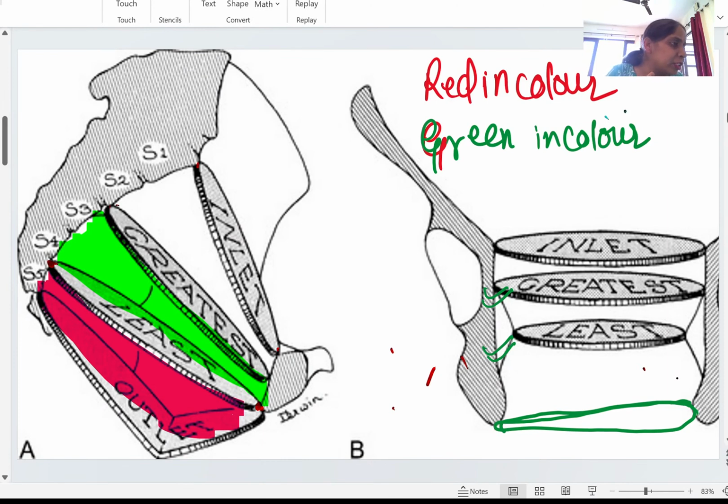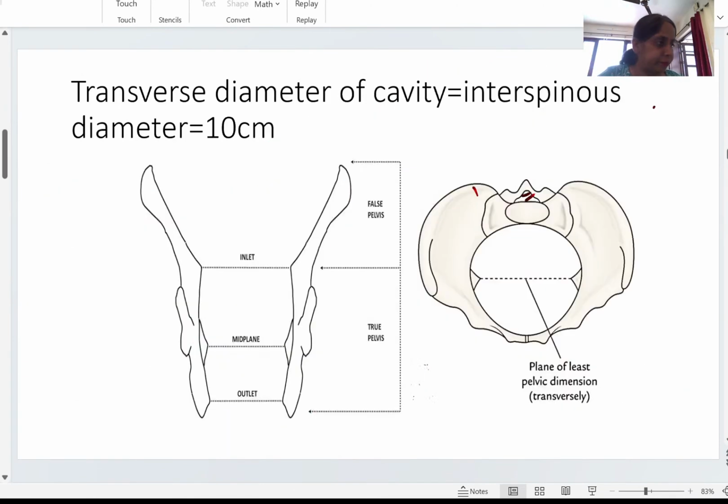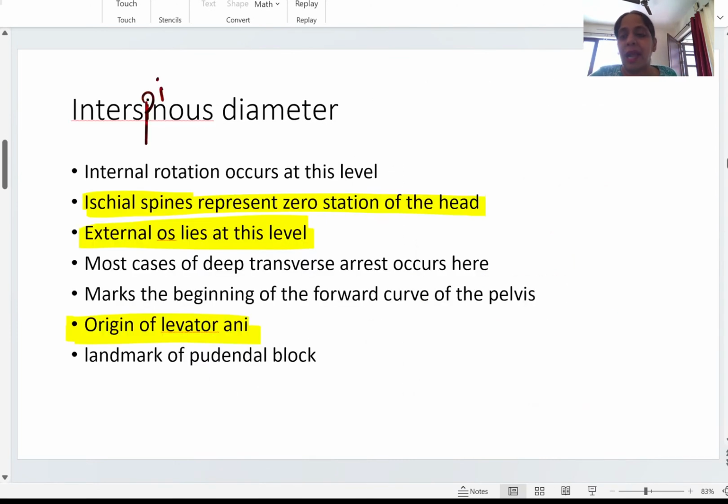Tell me, write down in the chat box, what do you understand by what is this red cavity and what is this green subcavity? Yes, red is outlet and green is mid pelvis. Very good, Dr. Rakesh Patel. Let us start now.